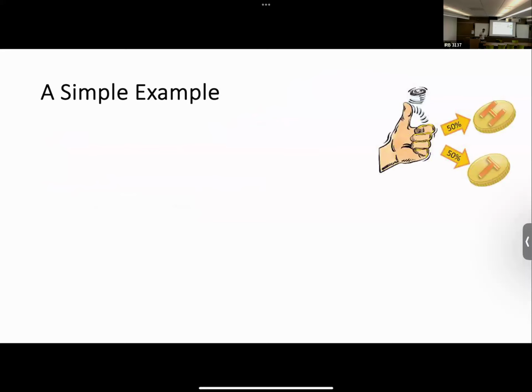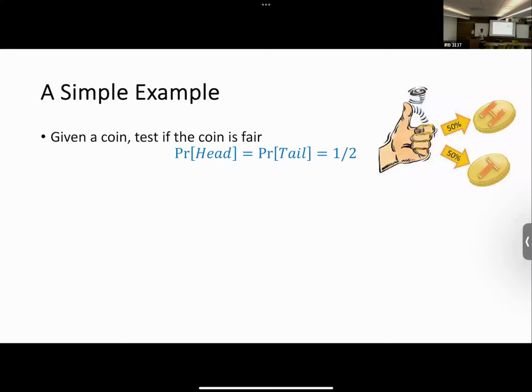Generally these domain sizes are huge. Let's start with a very simple example. Suppose you have a coin and you want to test whether this coin is fair or not, that is, whether the probability of head and the probability of tail are exactly half. Suppose I allow you to flip the coin a few times. How many coin tosses are required to decide whether it is fair or not?